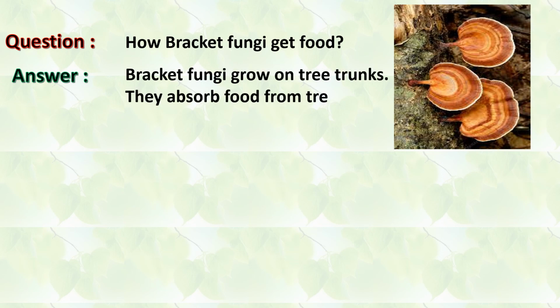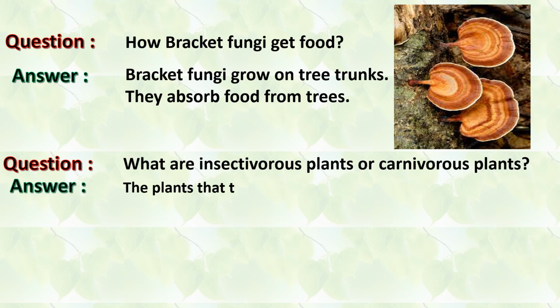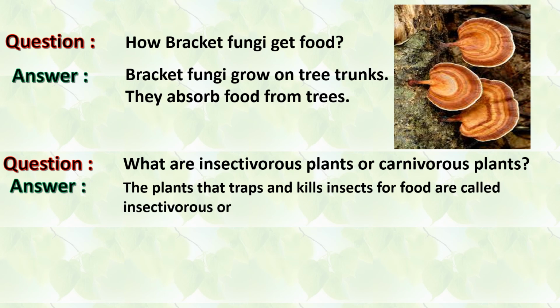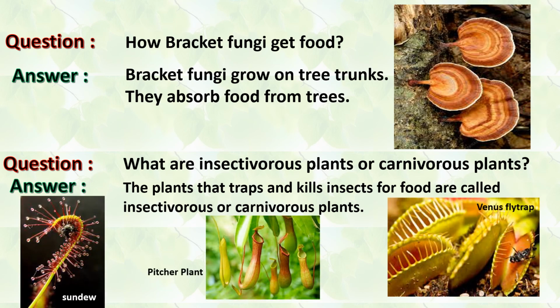Question: how do fungi get food? Answer: fungi grow on tree trunks. They absorb food from trees. Question: what are insectivorous plants or carnivorous plants? Answer: the plants that trap and kill insects for food are called insectivorous or carnivorous plants. Example: Venus flytrap, sundew and pitcher plant.